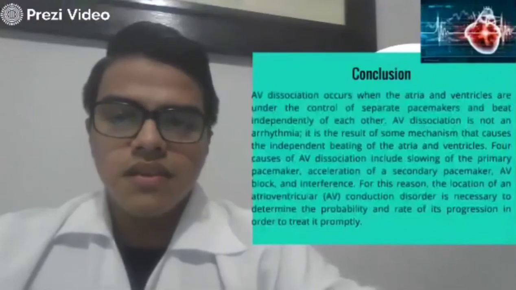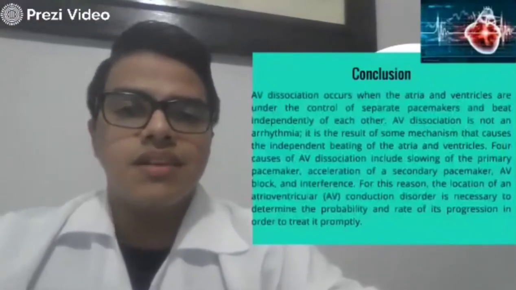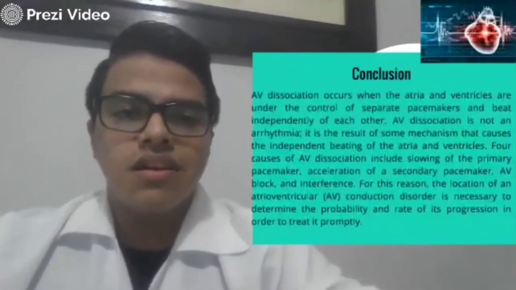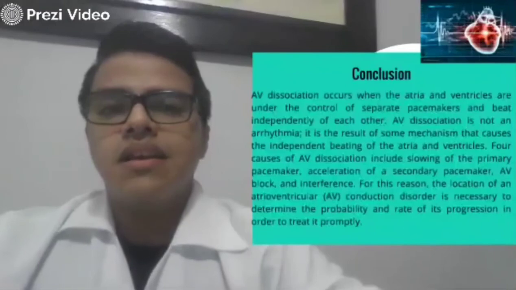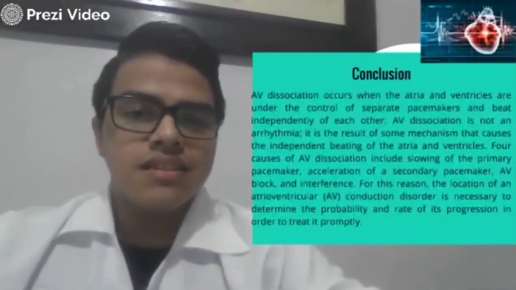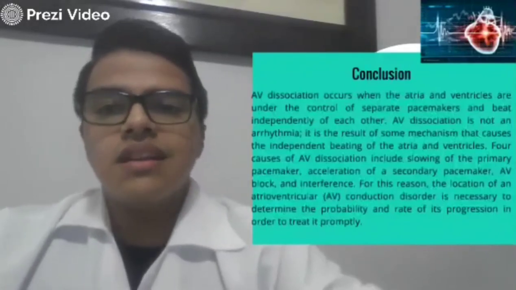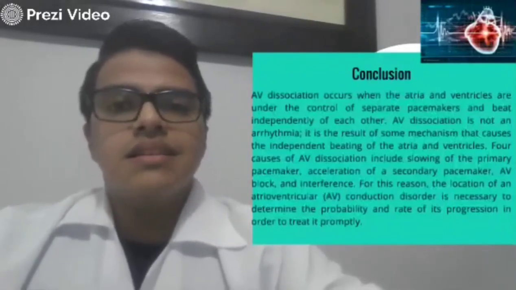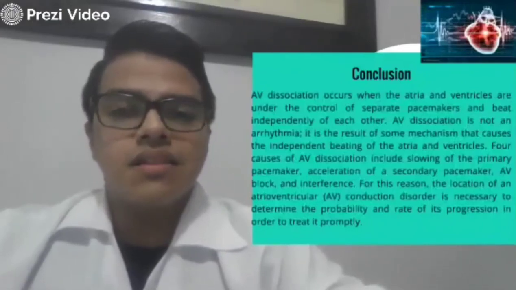Conclusion. Atrioventricular dissociation occurs when the atria and ventricle are under the control of separate pacemakers and beat independently of each other. Atrioventricular dissociation is not an arrhythmia. It is the result of some mechanism that causes the independent beating of the atria and ventricle.